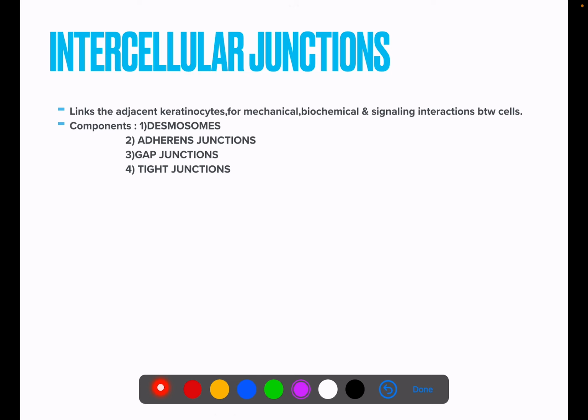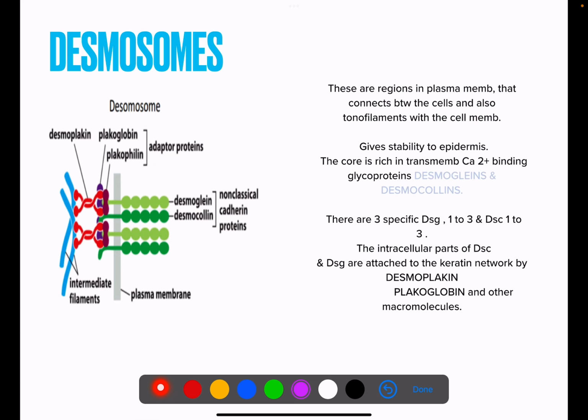Intercellular junctions link the adjacent keratinocytes for mechanical and biochemical signaling interaction between cells. Components: desmosomes, adherens junction, gap junction, tight junction. Desmosomes are regions in the plasma membrane that connect the cells and also tonofilaments with the cell membrane, giving stability to the epidermis. The core is rich in transmembrane calcium-binding glycoproteins, desmogleins and desmocollins. There are three specific desmogleins 1 to 3 and desmocollins 1 to 3.